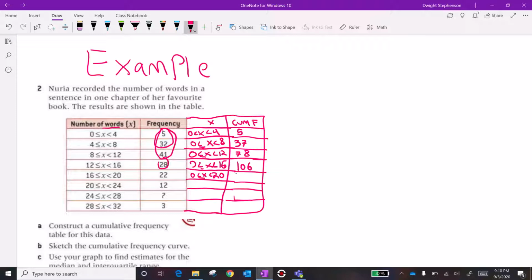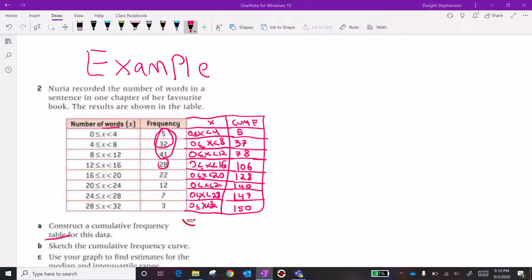Next one, adding 22, so it's going to be 128. Adding 12, 140. Adding 7, 147. Adding 3, 150. Right, something like that. And all these zeros should have 4 equal to signs on them. So this is our cumulative frequency chart or table.